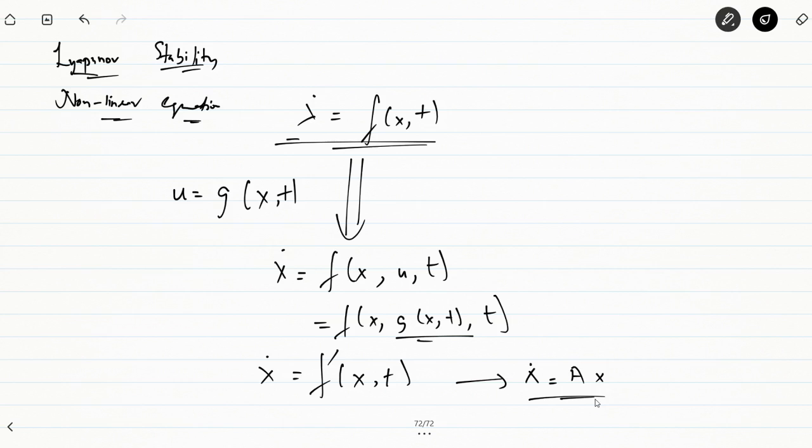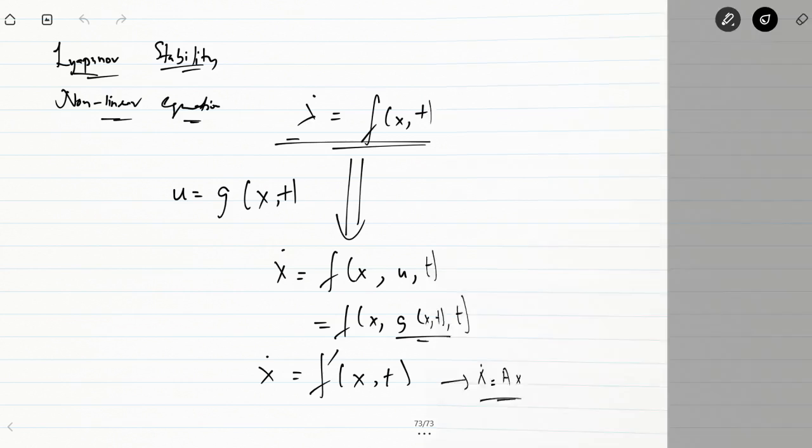In short, we are first trying to define the nonlinear equation that we'll be using for analyzing the behavior, for analyzing the stability of a system. Now your equation is not simply x dot equal to Ax, you have a system x dot equal to f dash of x, t. So you have a nonlinear differential equation that is dependent upon x, that is dependent upon time, and you have to find out whether this system is stable or not.